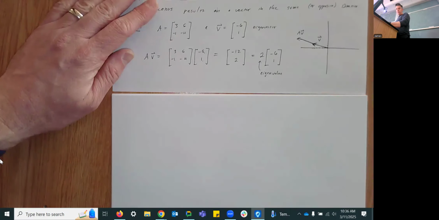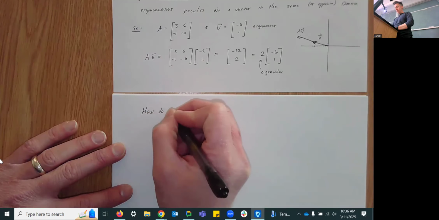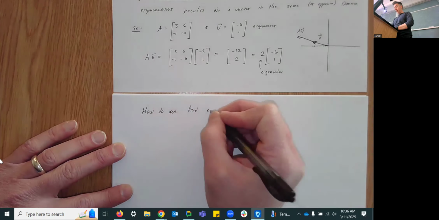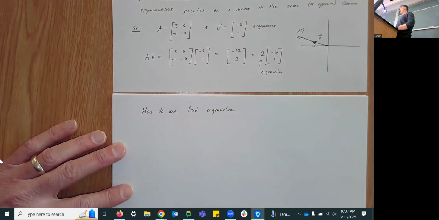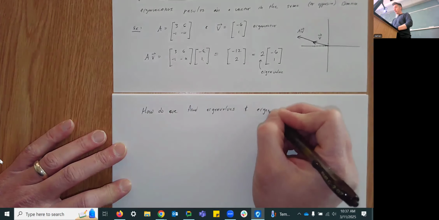It begs the question, how do we find eigenvalues and eigenvectors? And I say this in this order because we almost always find eigenvalues first. Does the eigenvalue remain constant? No, it does not.